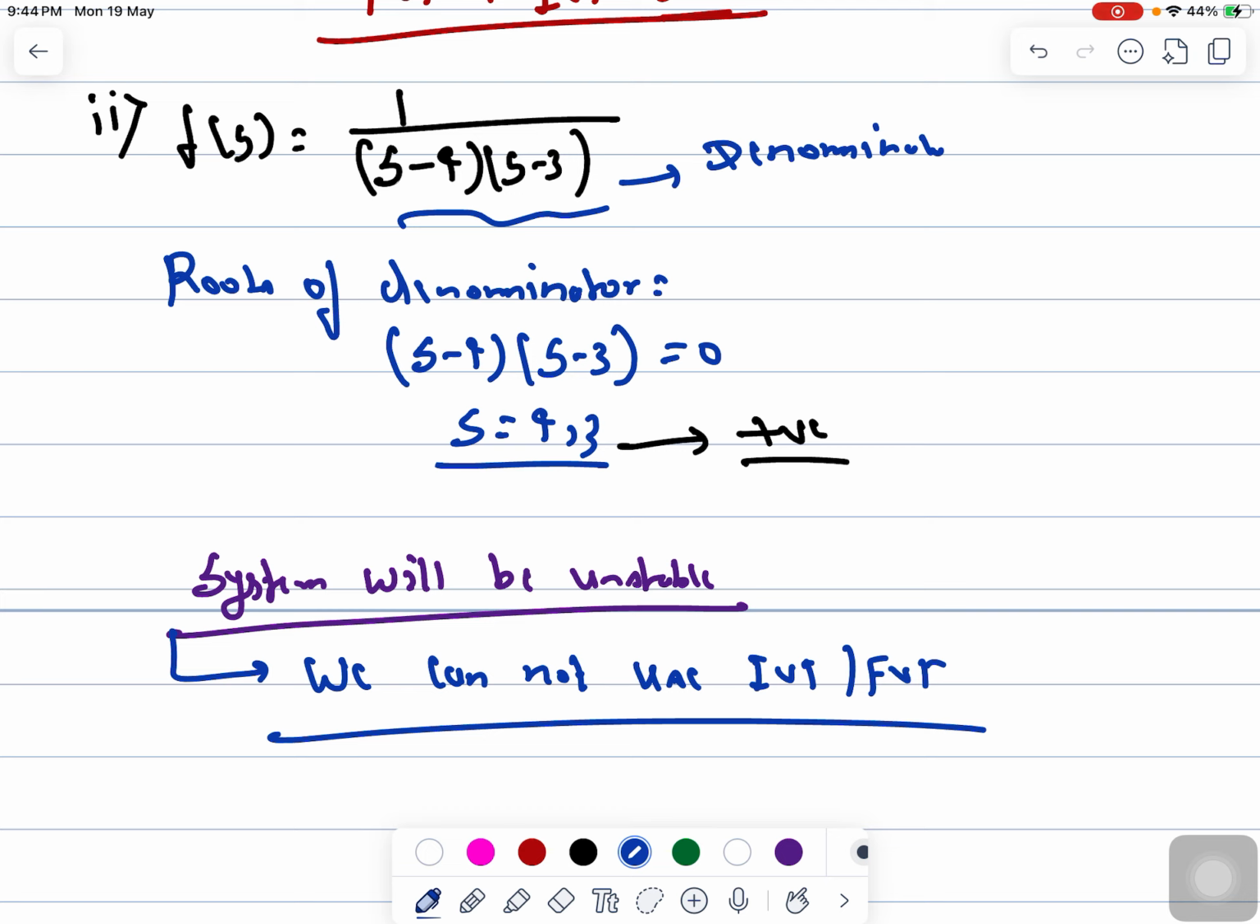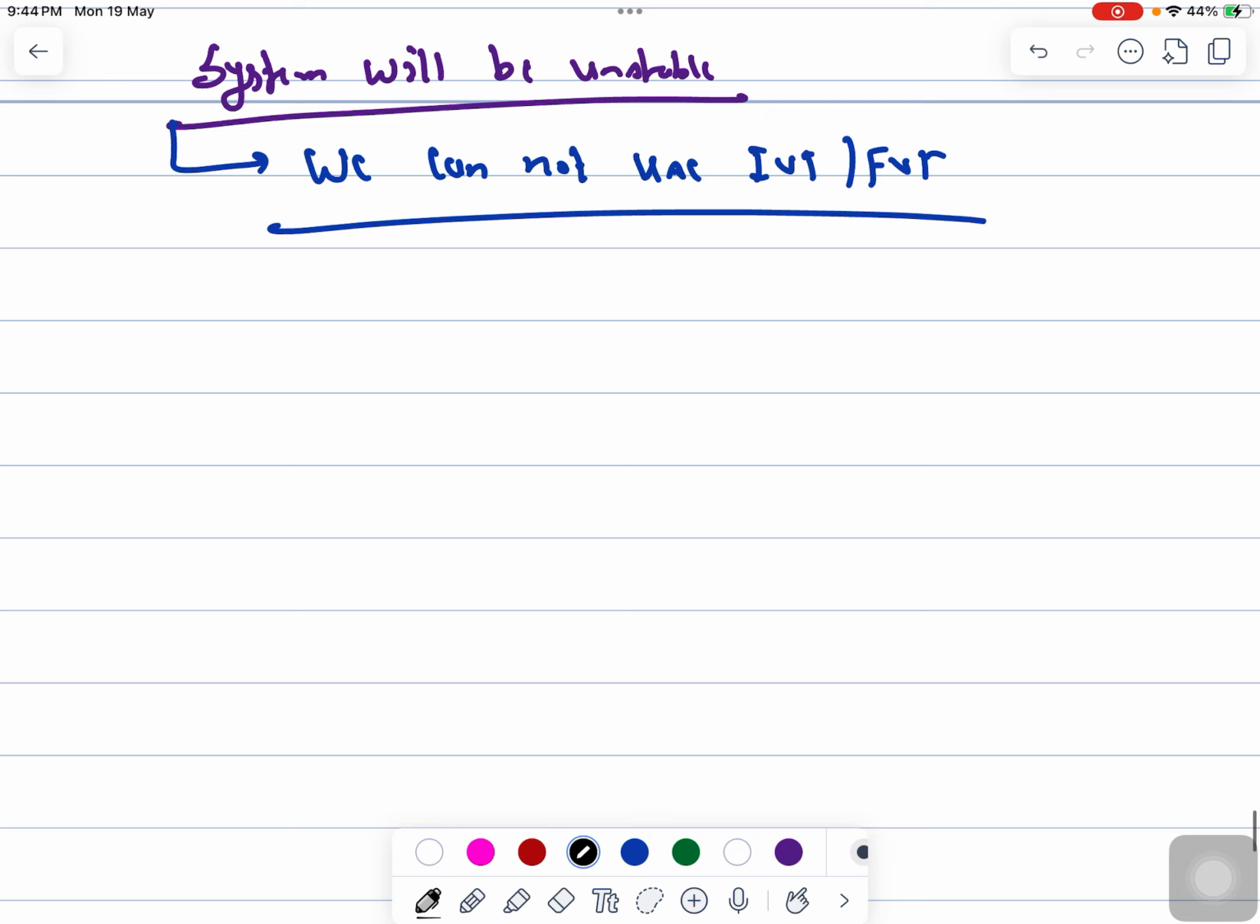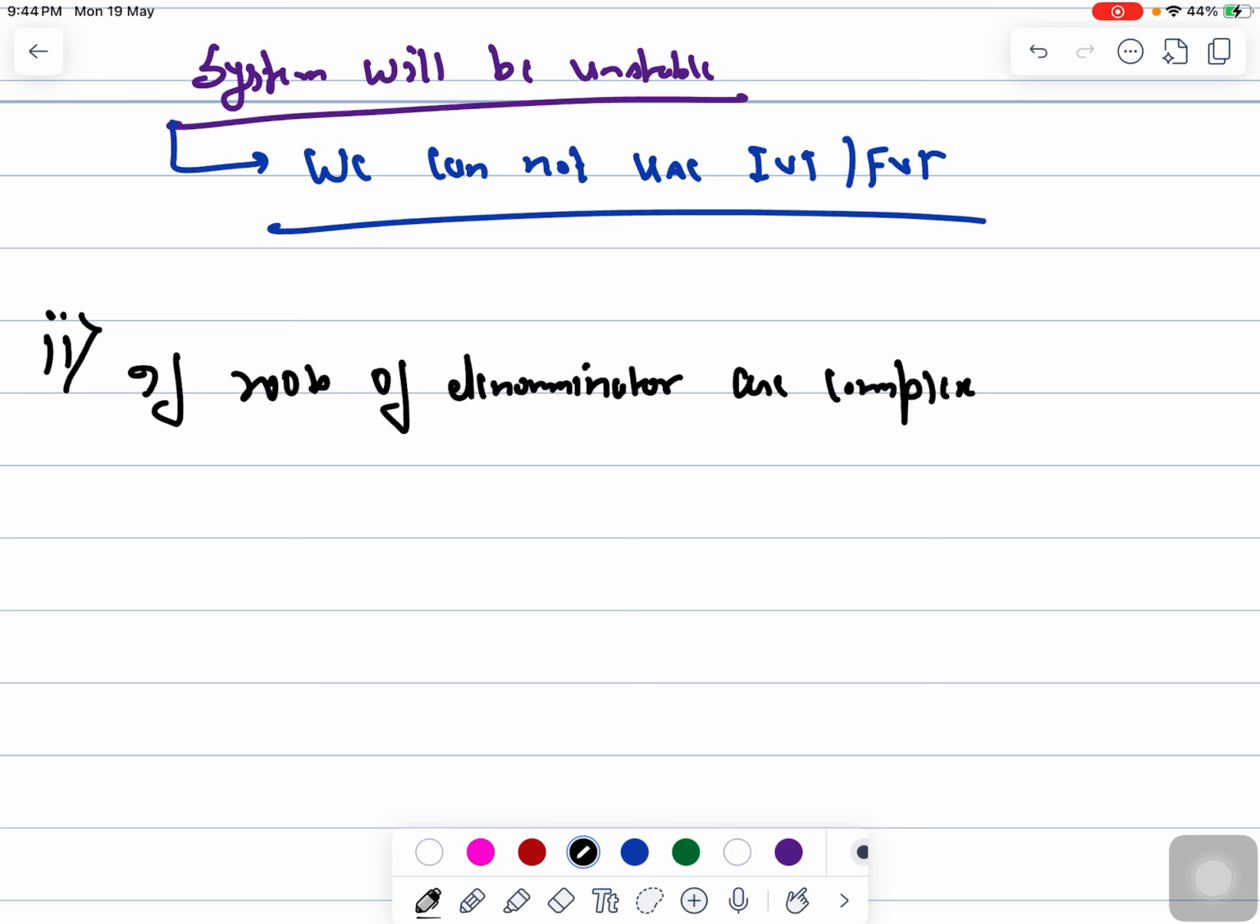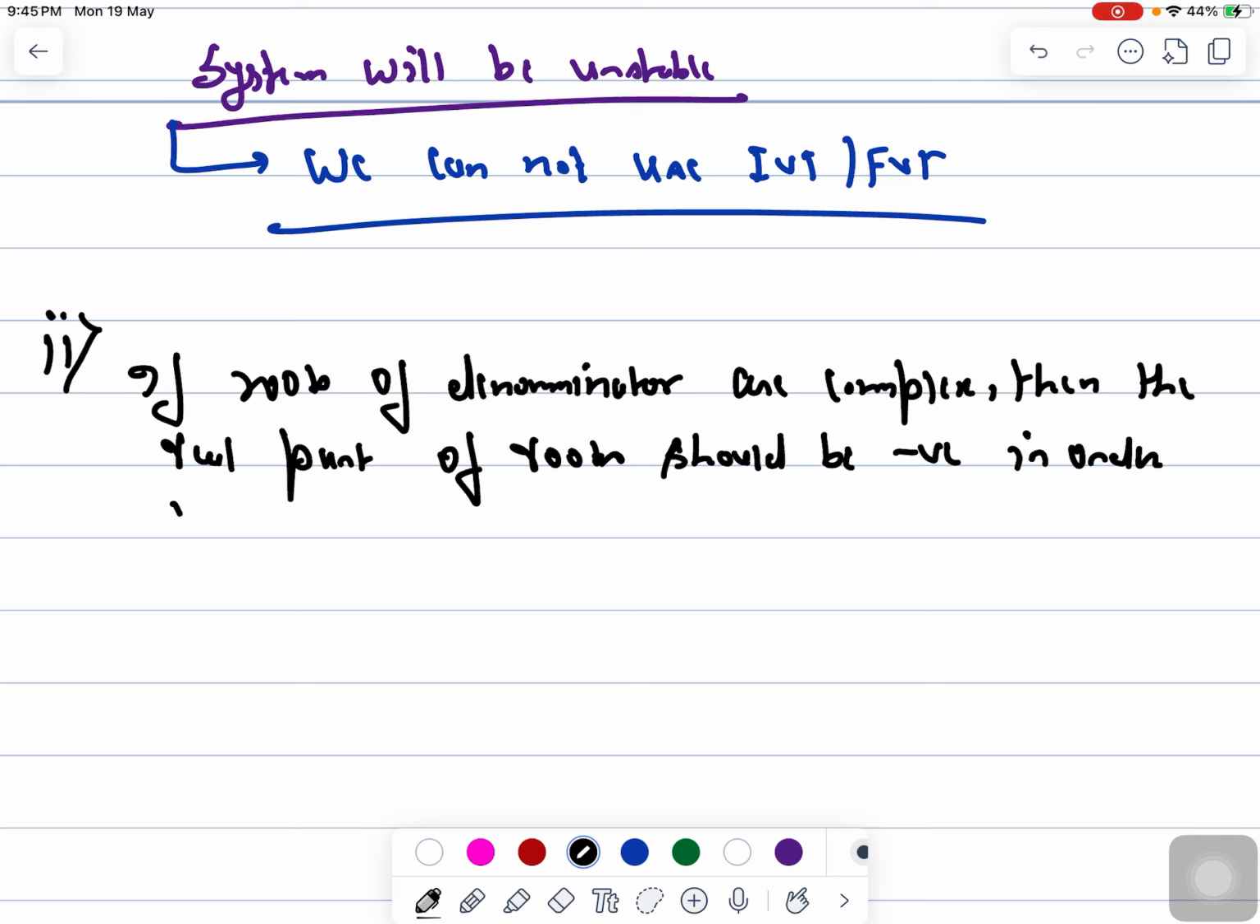Next thing is that here you have seen the roots are real, positive and negative. But the second case can be: if the roots of the denominator are complex, then the real part of the roots should be negative in order to use the initial value theorem or final value theorem.